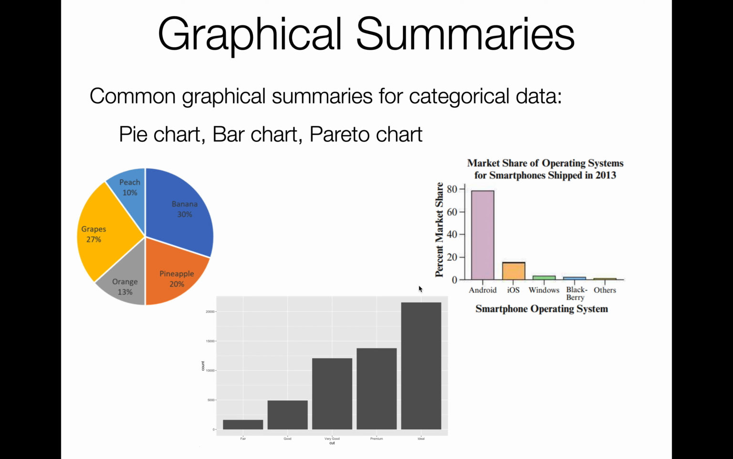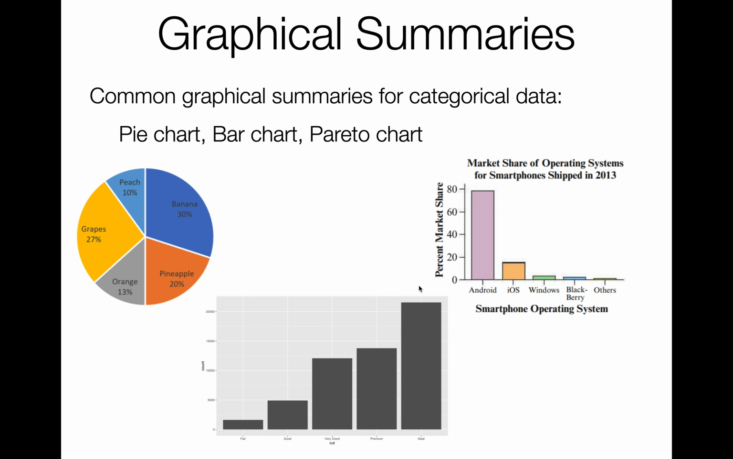In this video, we're going to continue to talk about Chapter 2, and we're going to move from variable types to graphical summaries. Now you're going to need to remember those variable types because they have consequences on what types of graphs that you can make, or charts or plots. So we're going to first talk about graphical summaries for categorical data.